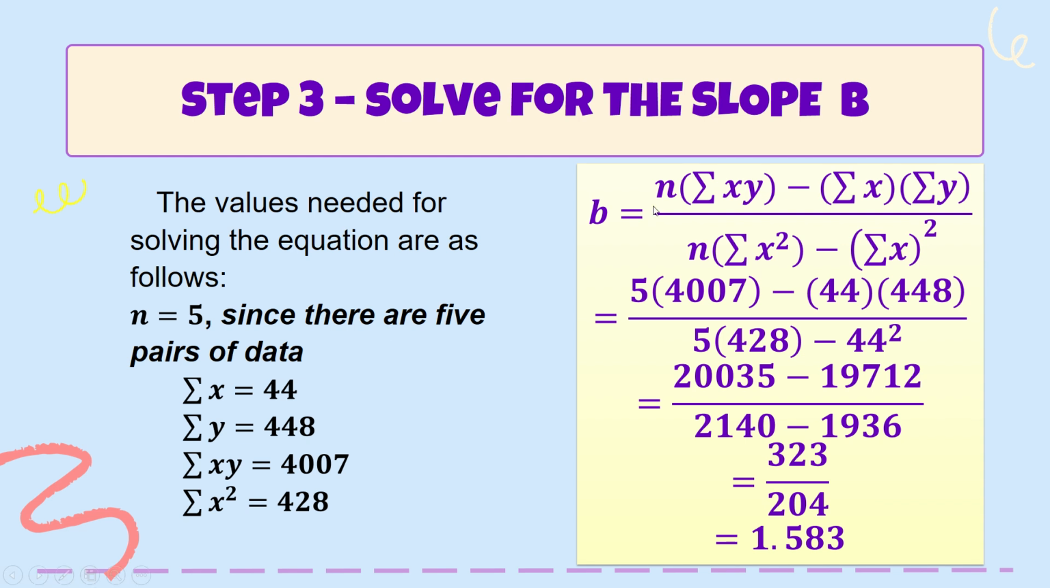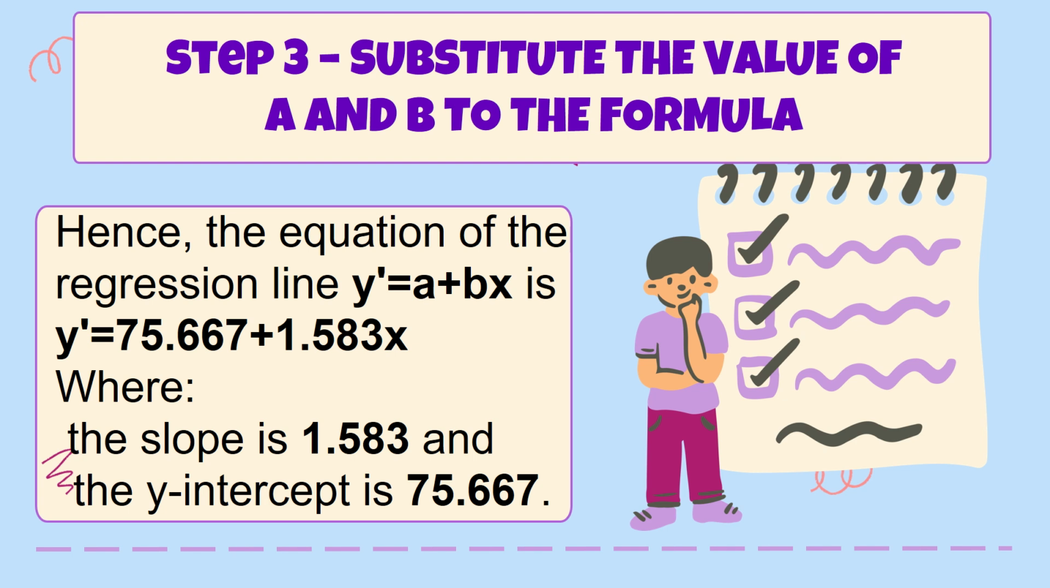Okay, so you have 4007 times 5 minus 44 times, so you multiply them first before you subtract. Then all over, divide, and that's it. Shortcut, because I know you know very well how to do it. That's 1.583. Is this 1.583 ten thousandths or thousandths? That is the slope of the line. So with that, we were able to find out the slope.